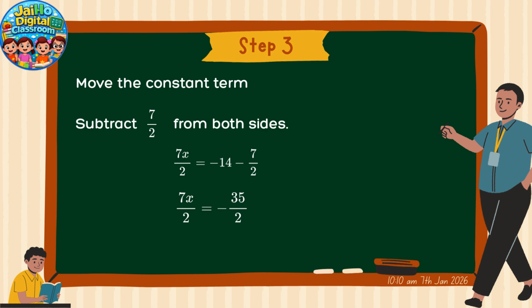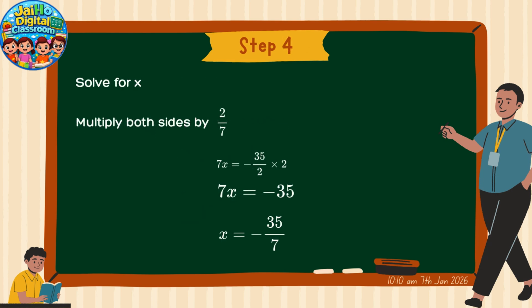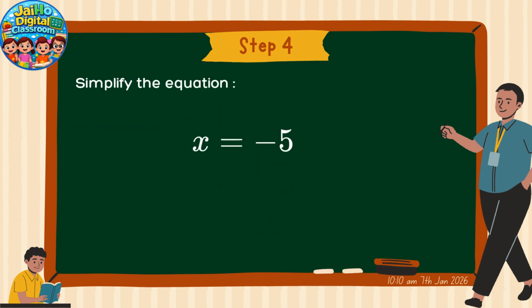Move the constant term. Subtract 7 by 2 from both sides. Solve for x. Multiply both sides by 2 by 7. Final answer, the value of x is minus 5.